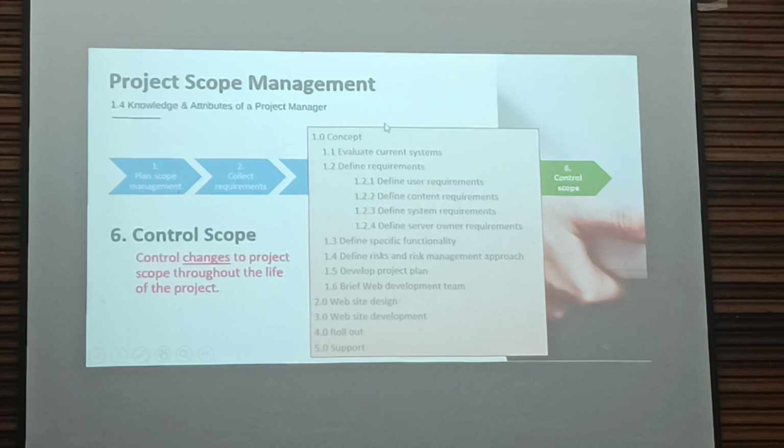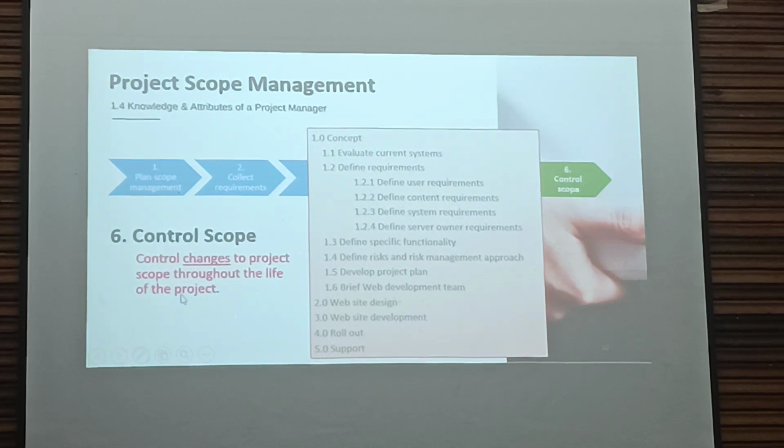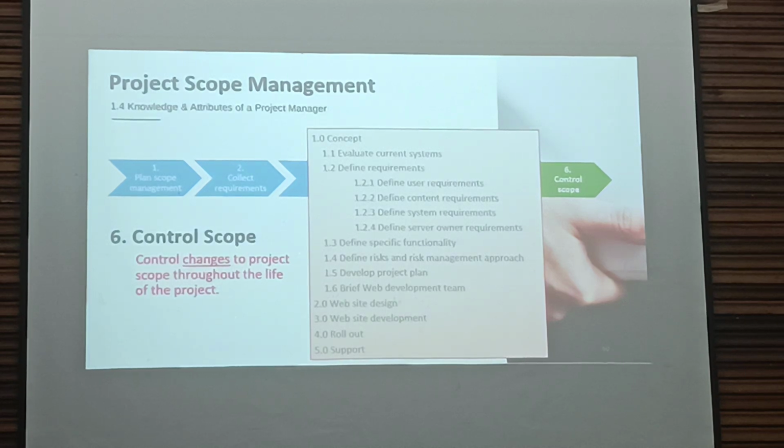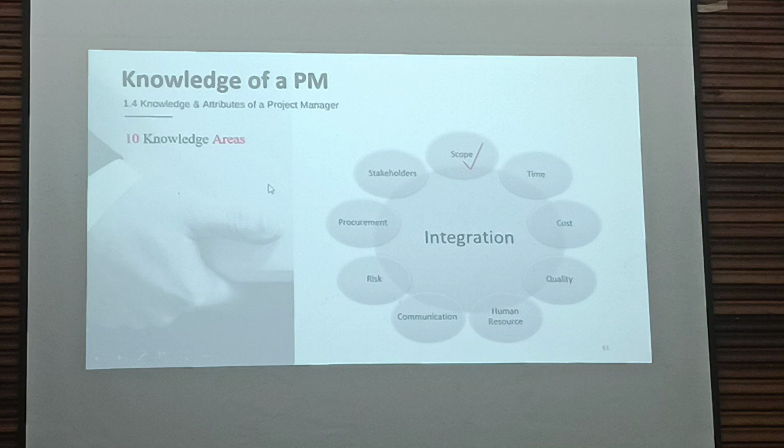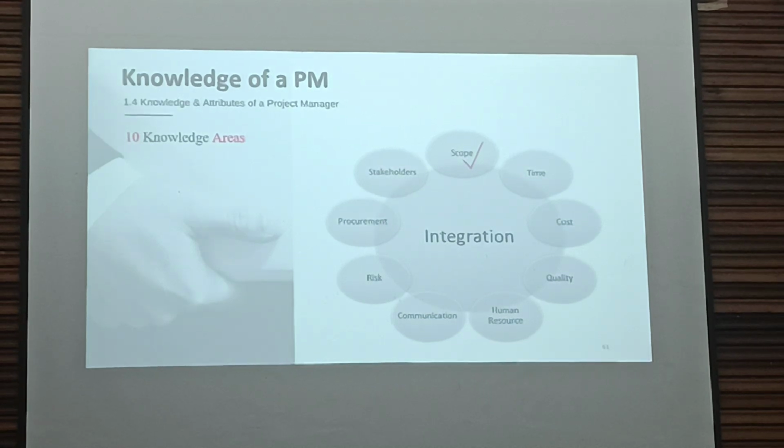Okay, so control scope. Control changes to the project scope throughout the life of a project. When a project is started, a project manager may receive new requirements, minor changes or major changes. Whether minor or major, you have to control all these changes. So that is scope management: scope is what is work and what is not.